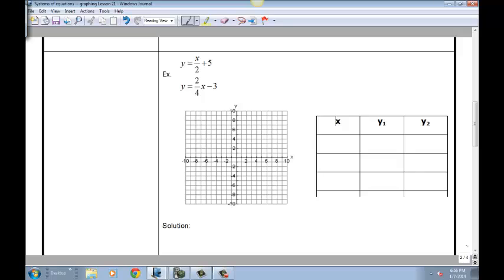Alrighty. I'm going to graph this one real quick. I'll pause this so that you don't have to see the entire process, and then I'll come back to you in just a minute.